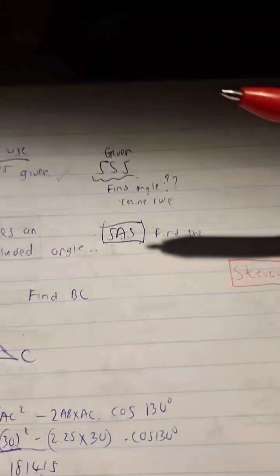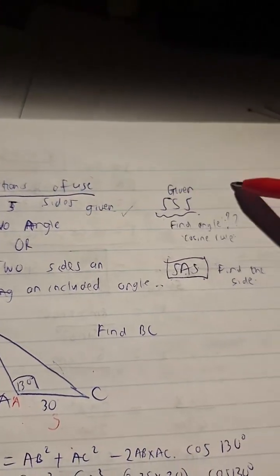So you see, this goes back to what I said earlier on. To use the cosine rule, the conditions of use are 1.